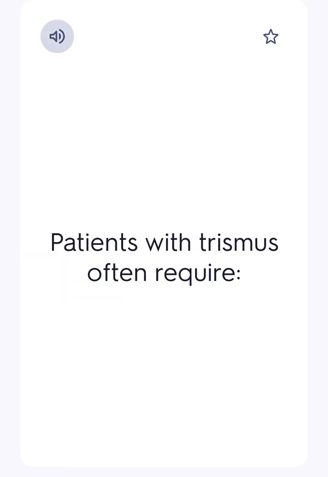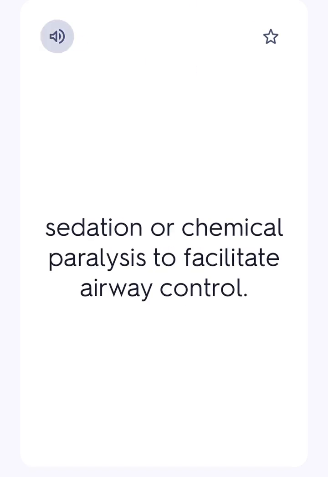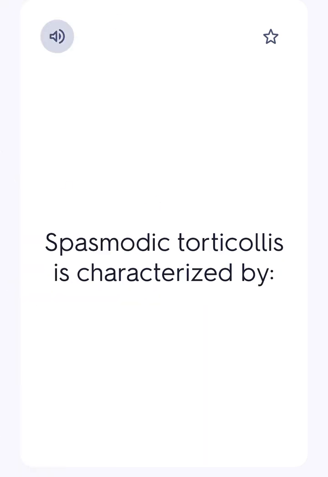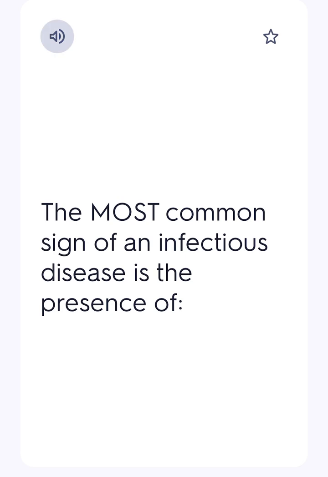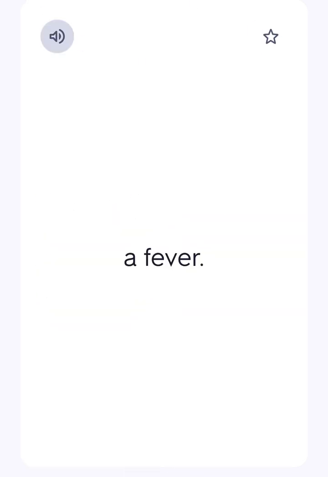Patients with trismus often require sedation or chemical paralysis to facilitate airway control. Spasmodic torticollis is characterized by neck muscle contraction, which twists the head to one side. The most common sign of an infectious disease is the presence of a fever.